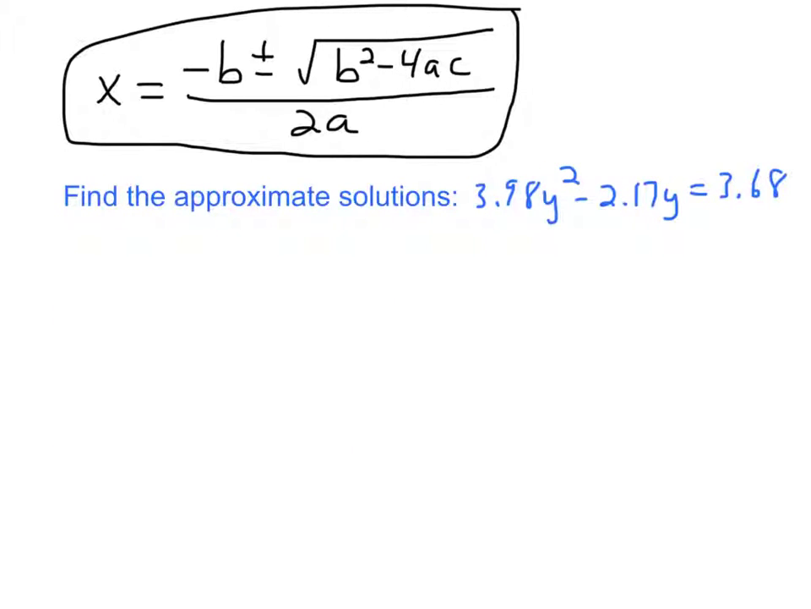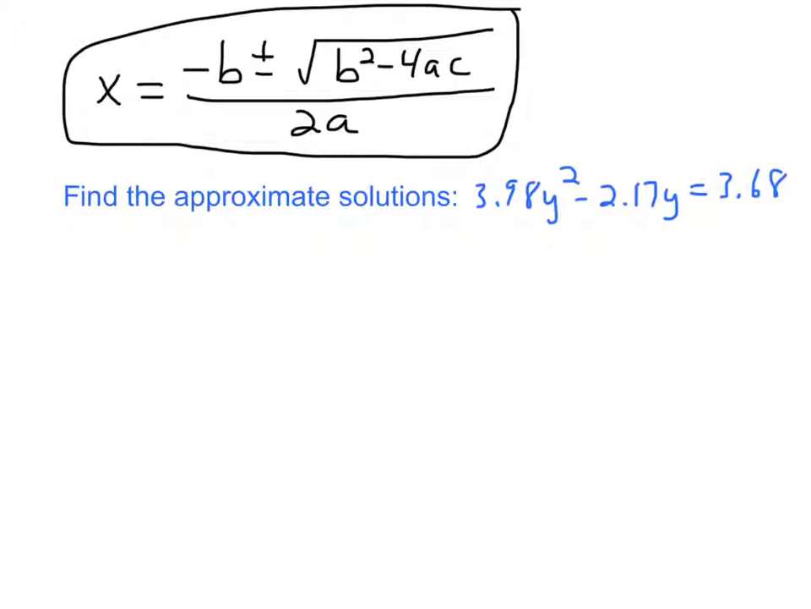Now, sometimes you're going to be asked to find approximate solutions. Especially if you're doing an application problem, you're usually going to want to get decimal answers. So you actually plug them into your calculator and work them out to get final decimals. Here's an example. Let's say we had 3.98 y squared minus 2.17 y equals 3.68.